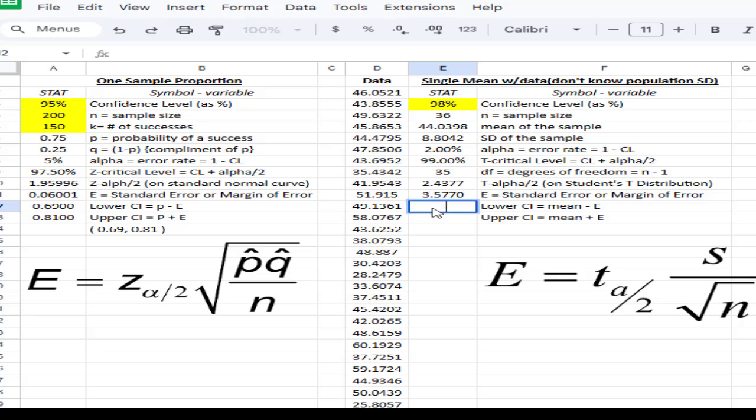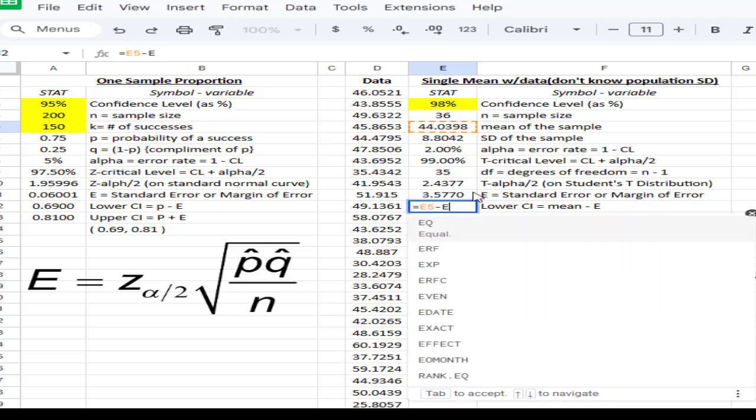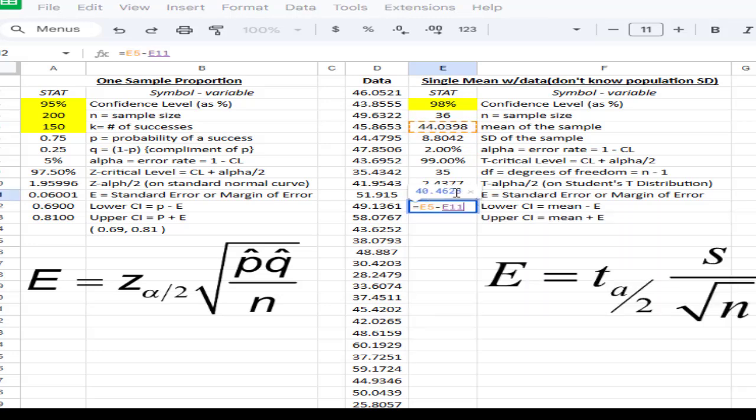But if we go equals the mean minus this and equals the mean plus standard error, and there we go. We can see that our mean was 44 minus 3.5 brings us down to that and up to that, and so there's our lower and upper.